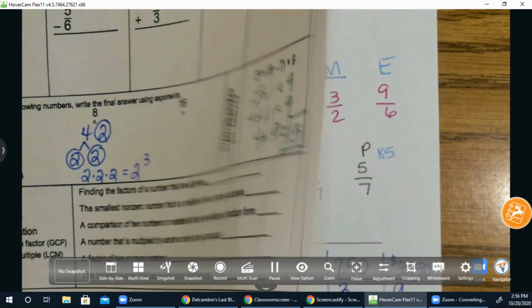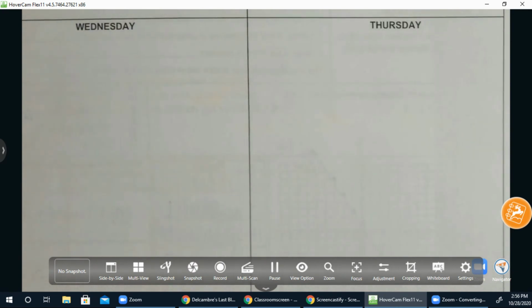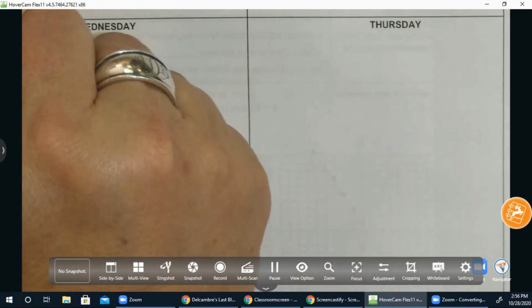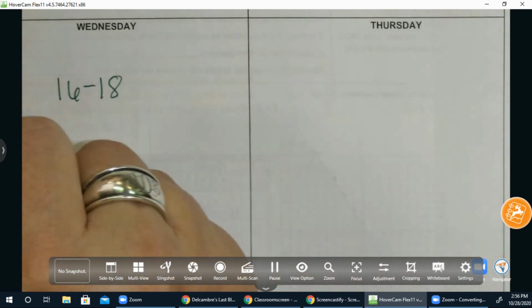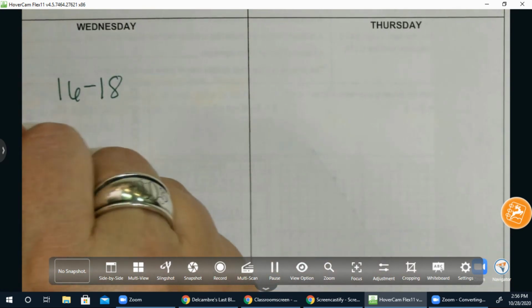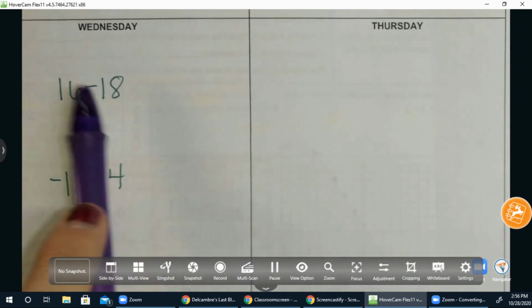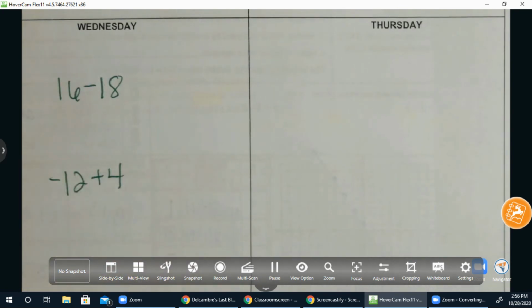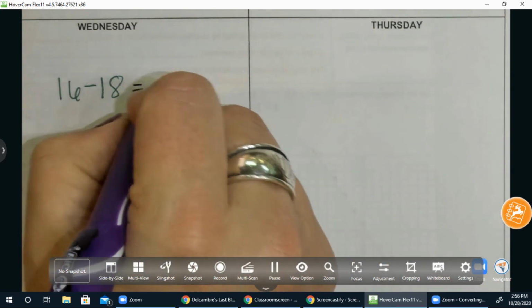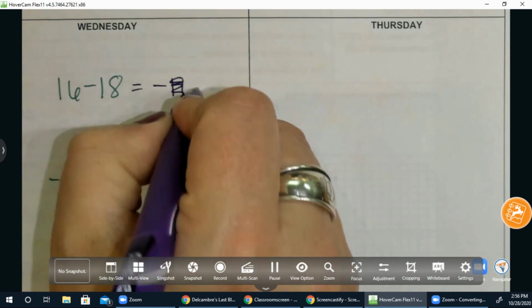Okay, let's go to the back. Your 2 questions for Wednesday. Your 2 questions for Wednesday are 16 minus 18 and negative 12 plus 4. Now, when we are doing 16 minus 18, remember, we're subtracting more than 16, so it's going to be a negative number. So we would have negative 16 here. Negative 2 here.